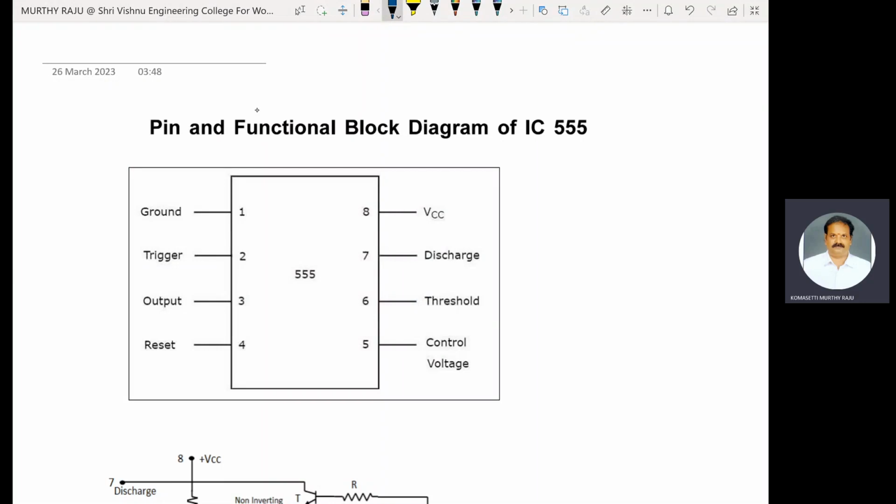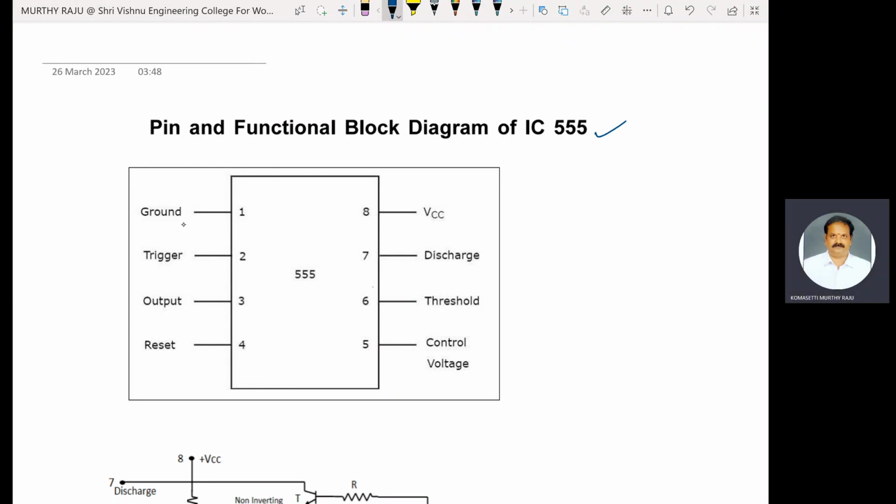In this video, I will explain the pin and functional block diagram of IC 555 timer. 555 timer has 8 pins. Pin 1, 2, 3, 4, 5, 6, 7, 8.